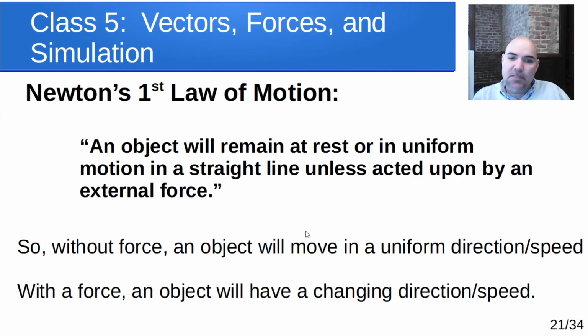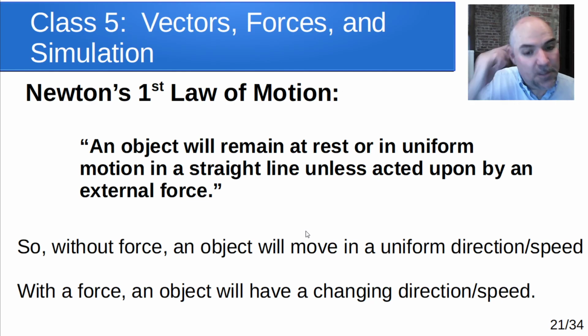Now, that's going to be just some other trigonometry. And we're going to use that for some physics simulation. And in this case, if we think about Newton's first law of motion, basically it's an object will remain at rest or in uniform motion in a straight line unless it's acted upon by some external force. So without force, an object will continue to move in a uniform direction at a uniform speed. It will not change its motion unless some force acts upon it.